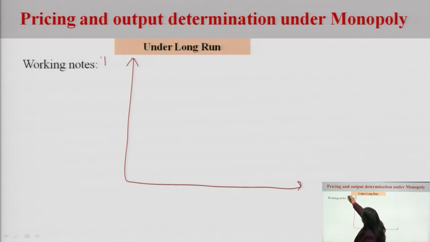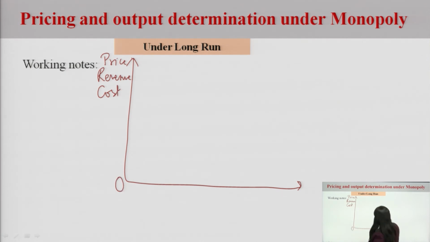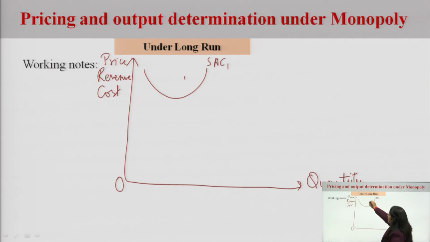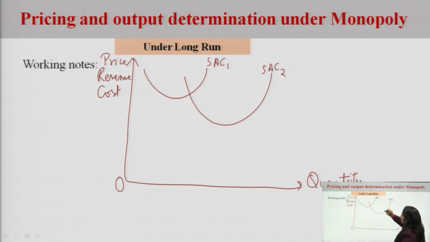Again, here is the price, the revenue and the cost. Here is the quantity. It was a short run average cost. When he has started a new plant, his short run average cost for the second plant has reduced. So, in the long run the average cost would be enveloping the short run average cost.